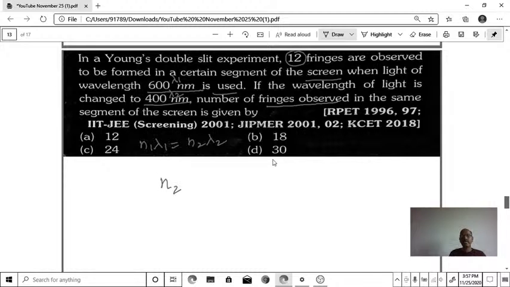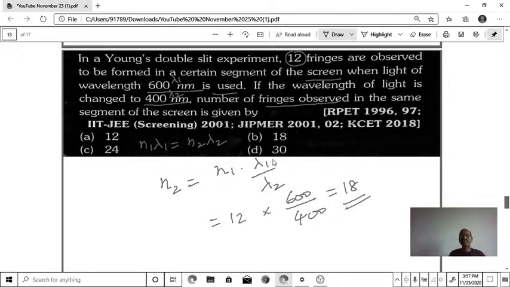So from this, N2 equals N1 into lambda 1 by lambda 2. That's it. So we know N1 is 12, into lambda 1 by lambda 2, 600 by 400. You will get the number of fringes N2 as 18, which is the correct answer. Yes, let us go for the next one.